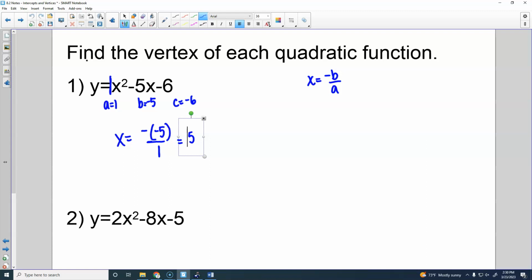To find the y-coordinate of the vertex, you're just plugging that number back in. So y would be 5.